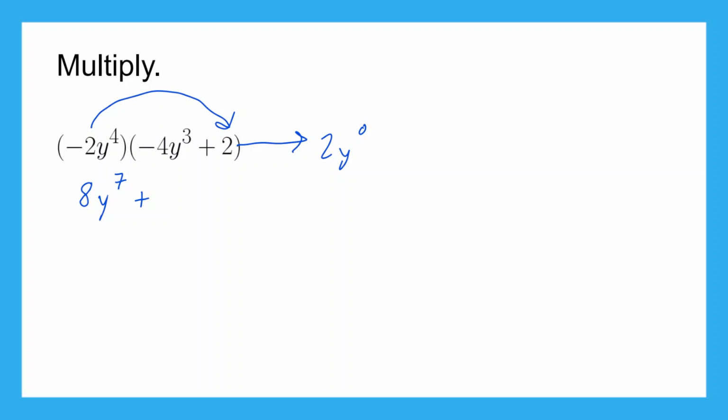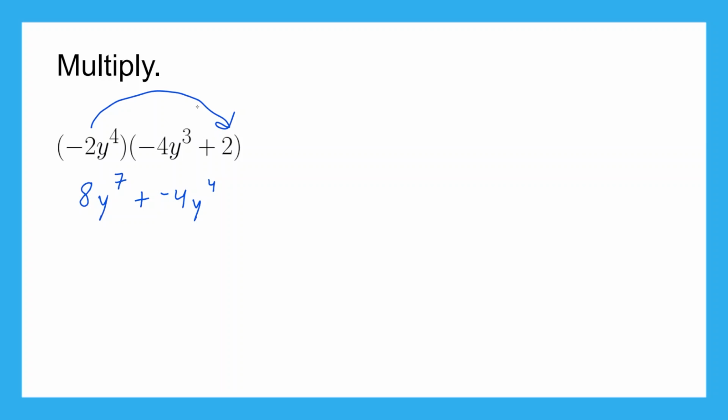We have negative 2 times 2 will be negative 4. So negative 4. And then we have y to the fourth times y to the 0, which is like saying y to the fourth times 1, right? So y to the fourth times 1 is y to the fourth. So we have negative 4y to the power of 4.